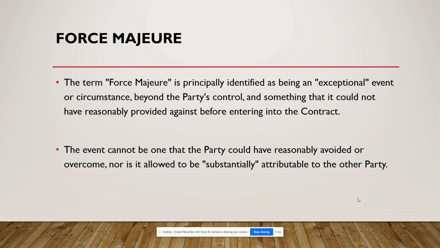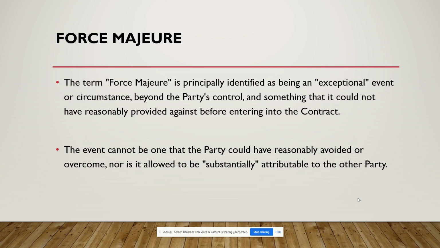Force majeure is identified as an exceptional event or circumstance which is beyond the party's control, both client and contractor. Those events or circumstances are called force majeure. Or those events the party could not reasonably avoid or overcome. Or events that, while entering into the contract, they couldn't forecast. That type of event is also called force majeure.